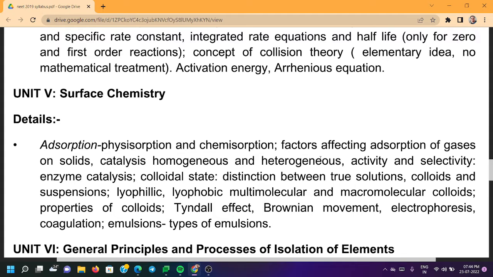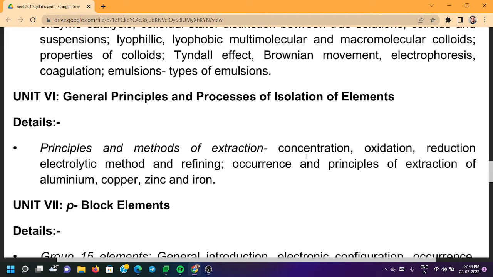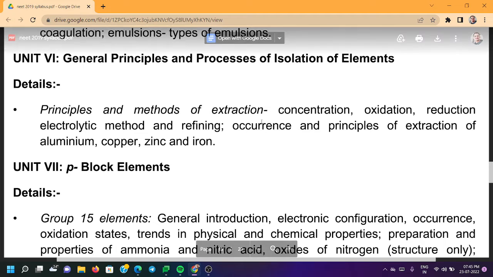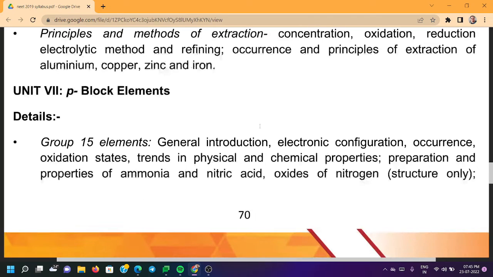true solutions, colloids and suspensions, lyophilic, lyophobic, multimolecular and macromolecular colloids, properties of colloids, Tyndall effect, Brownian movement, electrophoresis, coagulation, emulsions, types of emulsions. Class 12th Chemistry Unit 6 General Principles and Processes of Isolation of Elements. Principles and methods of extraction, concentration, oxidation, reduction, electrolytic method and refining, occurrence and principles of extraction of aluminium, copper, zinc and iron.